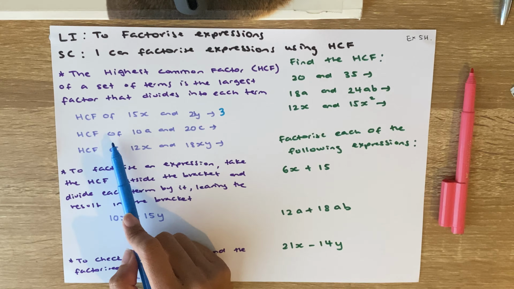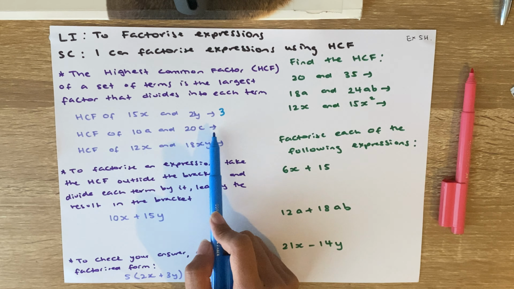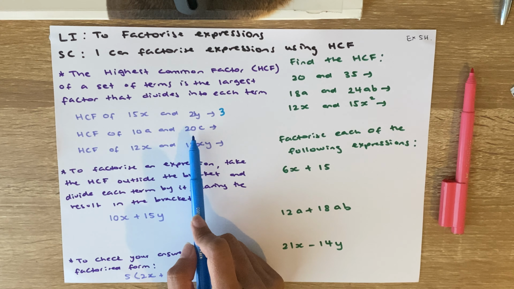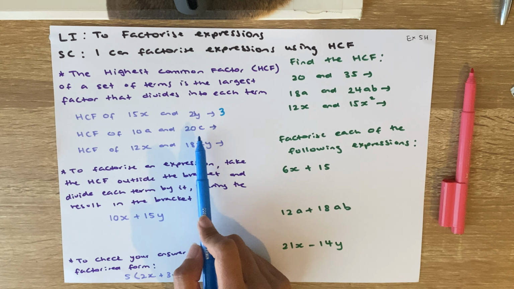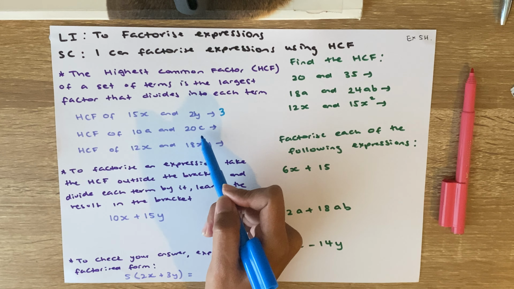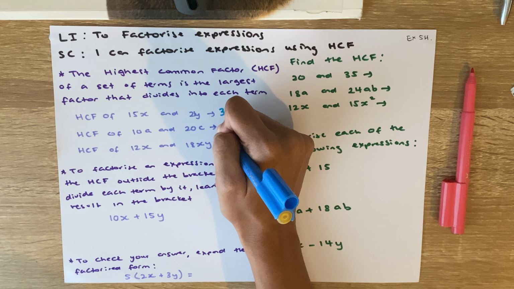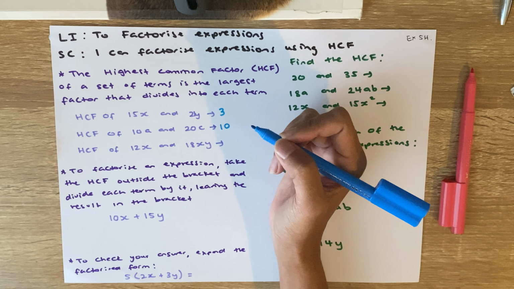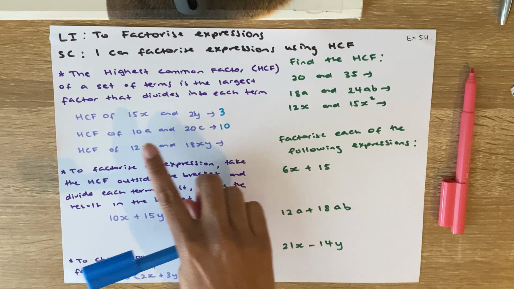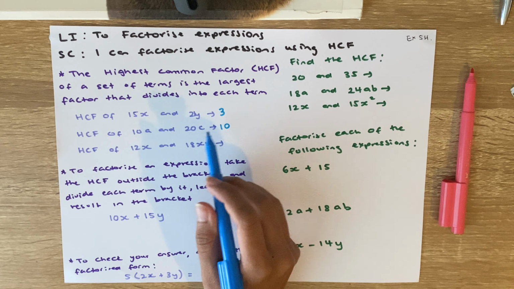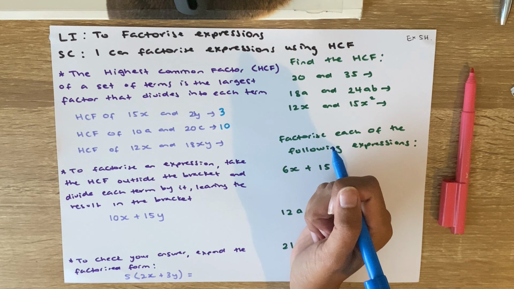The next one, highest common factor of 10a and 20c. What is common between 10 and 20? I like to look at the numbers first and then the letters. So 10 and 20, 10 goes into 10, 10 goes into 20, okay? The number 5 also goes, the number 2 also goes, but the highest number that goes into both of them is 10. There's an a and there's a c, they are different. So our answer is just 10.